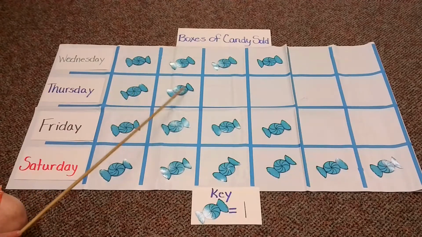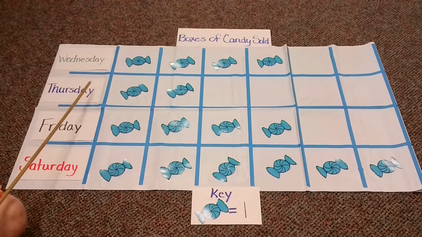1, 2. How do I know that's right? Because there are only 2 candy pieces after Thursday, and each candy piece is worth 1. So I'm only going to be counting by 1s. All right, here's another question. Which day of the week sold the most boxes of candy? Now, I'm not looking for a number answer this time. I'm looking for a day of the week.